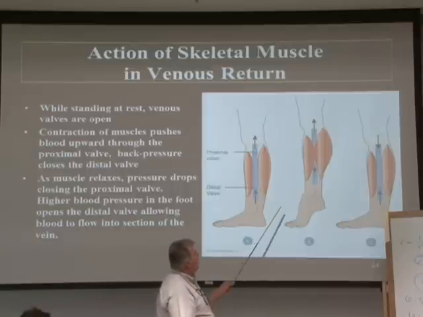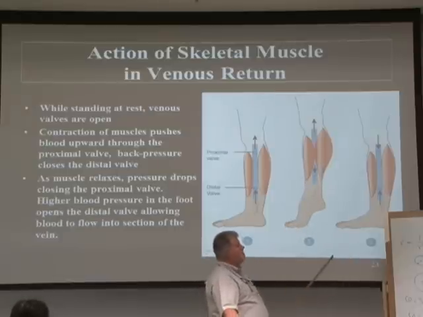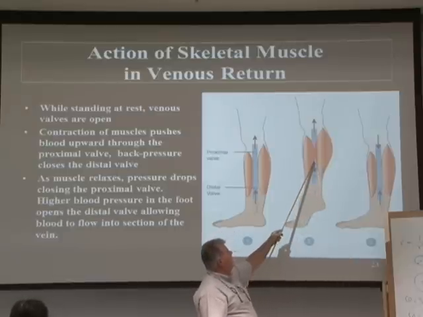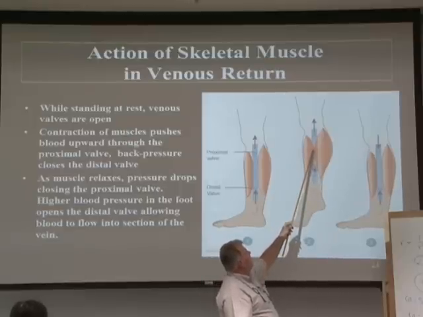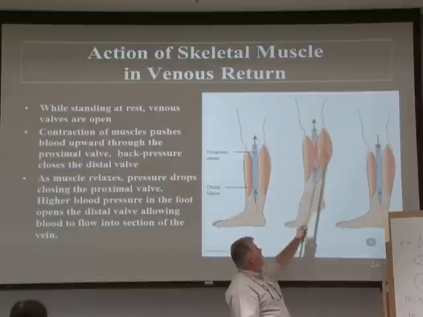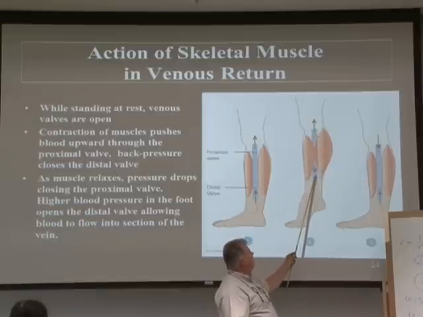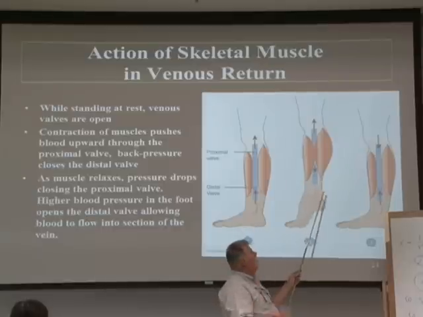So what happens is when you compress your gastrocnemius and plantar flex your foot, then you actually compress a vein. So the blood that was in this compressed area gets pushed through this valve to move toward your heart, and the blood down here closes this valve so the blood can't be pushed the other direction. So we have a pump that now pumps blood toward our heart.